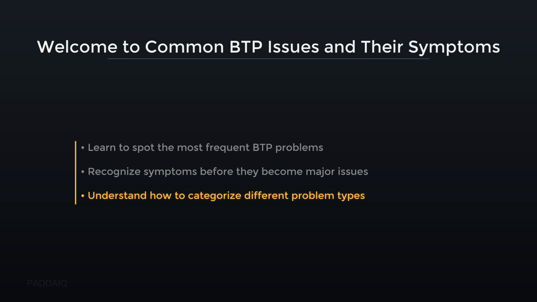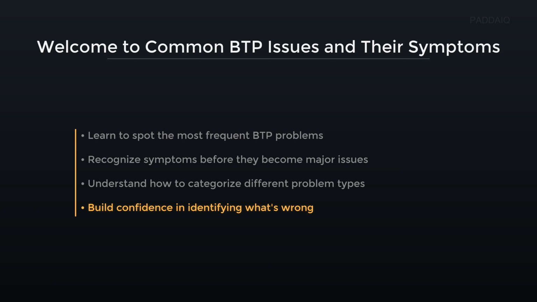Understand how to categorize different problem types. This means grouping issues by their nature, like connectivity or performance. For example, if an app cannot reach a service, you'd classify that as a connectivity problem. This helps you quickly identify the root cause and apply the right solution.